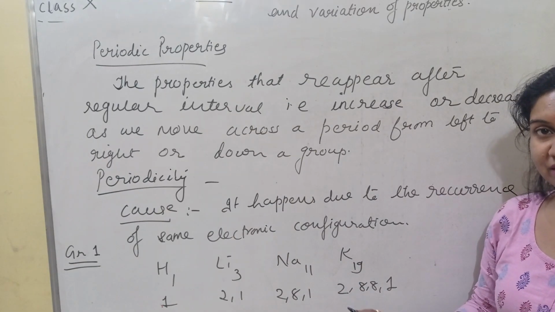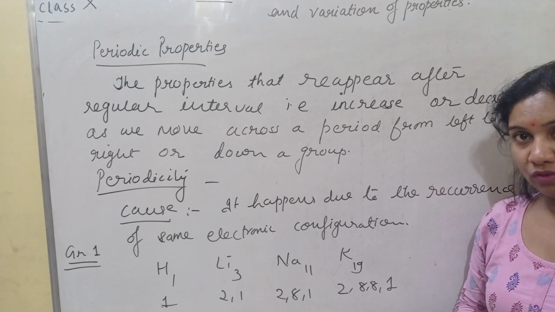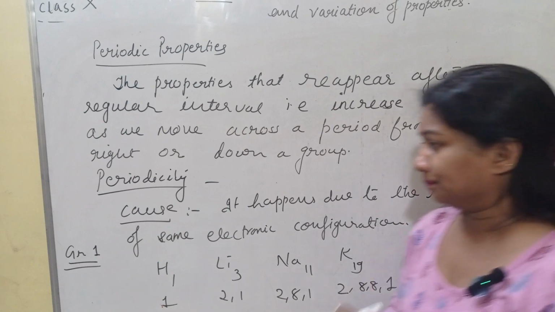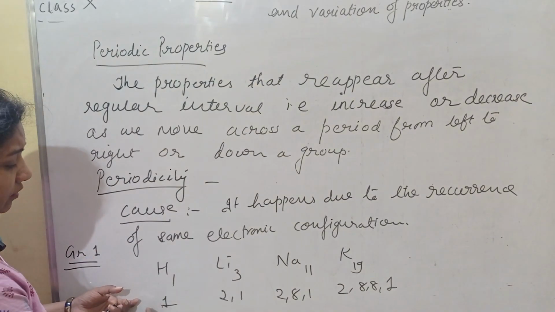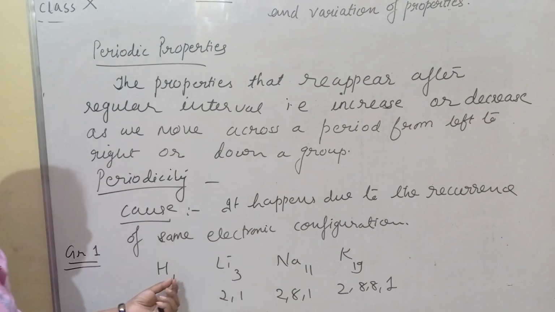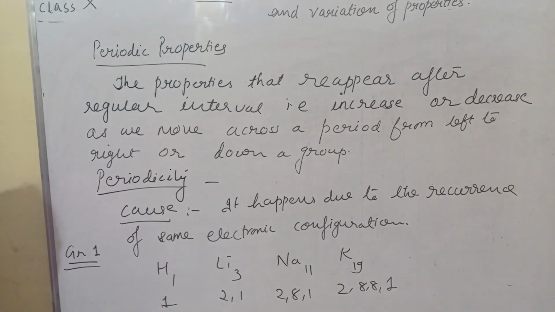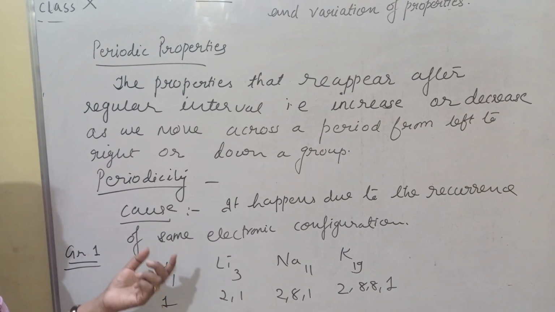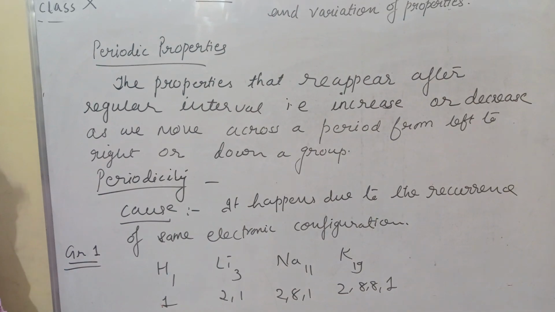So that means these elements have some properties in common, or those properties either increase or decrease. Similarly, if we take elements that belong to another group, if elements belong to the second group, then they will have two electrons in the valence shell. So they will also show some variation or some trends of properties. So we have to see what those properties are.